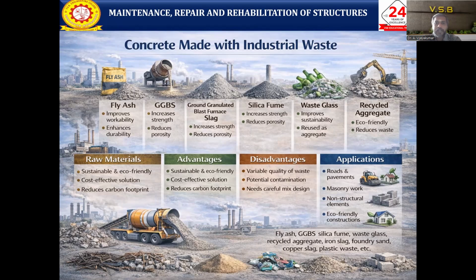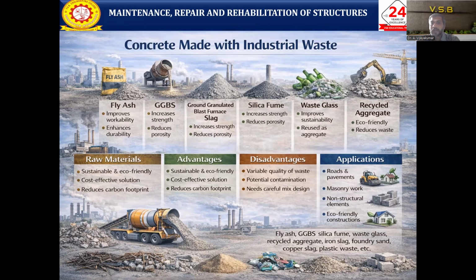When using raw material from industrial waste, it is sustainable and eco-friendly also. It is a more cost-effective solution and reduces the carbon footprint also. The advantages of using this type of industrial waste are that it is sustainable, eco-friendly, and reduces the carbon footprint. What is the disadvantage of using this? Variable quality of the wastes and potential contamination can occur, and a careful mix design is needed.